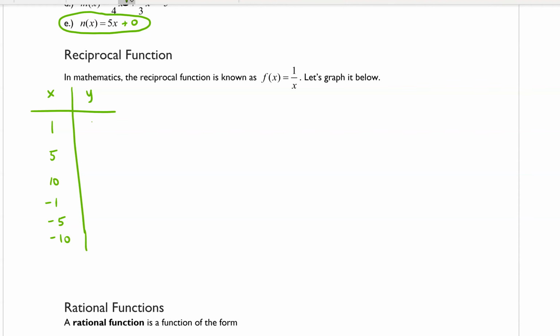So if I plug in 1, then my output is 1. If I plug in 5, then my output is 1/5, which is equivalent to 0.2. If I plug in 10, my output is 1/10, so that's equivalent to 0.1. And notice that if I plug in the same negative values, they're going to give me the same outputs, just being negative though.